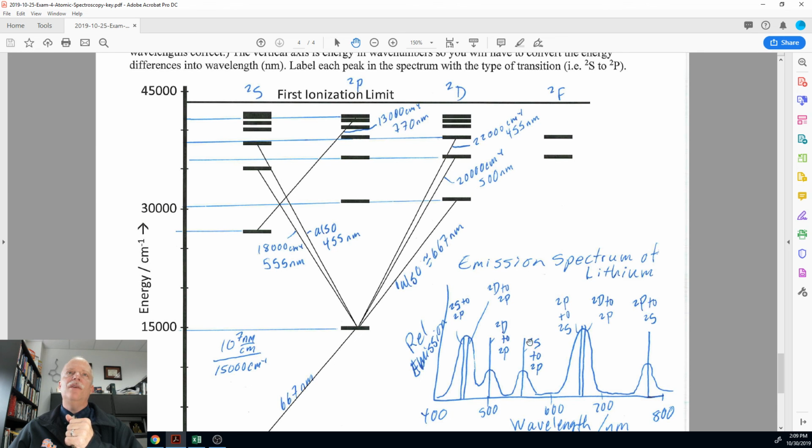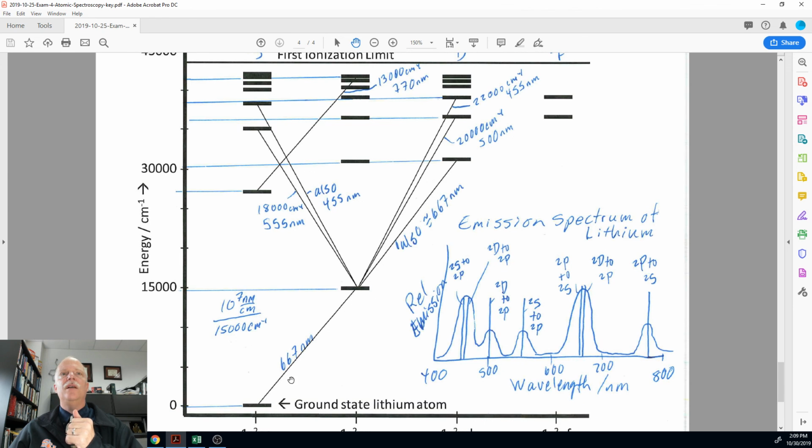This one here at 555 is this 18,000 wave number line. That's doublet S to doublet P. This one, doublet P to doublet S, is the 667 line here. Oh, doublet P, sorry. Doublet P to doublet S. Okay, that's doublet P to doublet S, so that's this line here. And then doublet D to doublet P is this one here, 667 nanometers. And then finally, the shortest difference in energy, the 13,000 wave number line, comes in at 770 nanometers. That's the doublet P to doublet S.